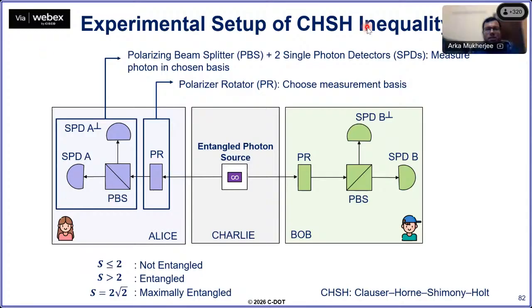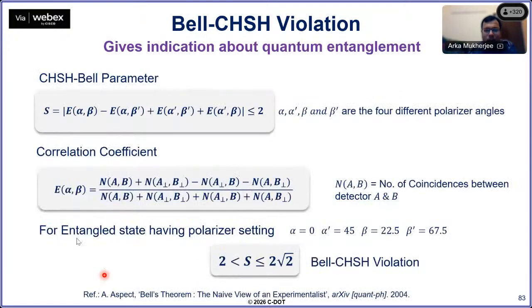So this is the experimental setup of the CHSH inequality. Now, how is this S parameter calculated? This is the equation, and from this equation you can see that the alpha and beta values are given. These are fixed values. Alpha is 0, alpha dash is 45, beta is 22.5, beta dash is 67.5. These are the polarizer settings.